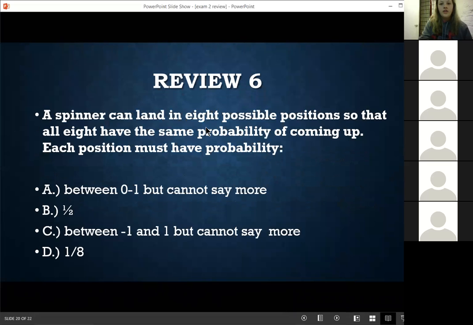All right, so a spinner can land in 8 possible positions so that all 8 have the same probability of coming up. Each position must have the probability of what? Read through these answers and let me know what you think.